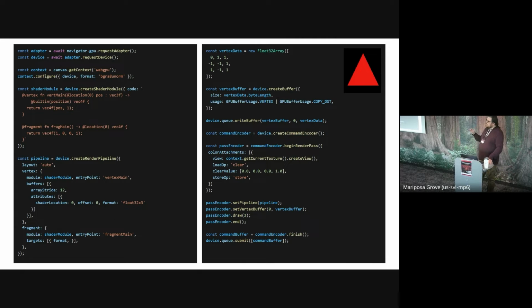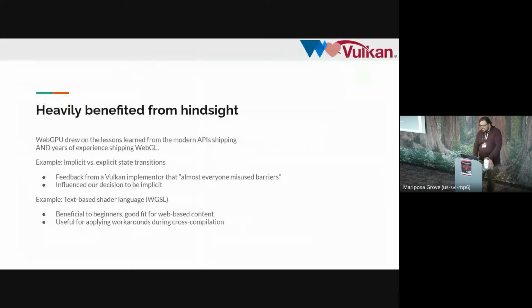The critical part is what you don't see here, which is things like allocators and pools and caches and barriers. And that's because when developing this API, we were able to use the hindsight of both watching the native APIs ship and how they were adopted by various people in the industry, and from the decade plus of shipping WebGL and seeing how developers have reacted to that.